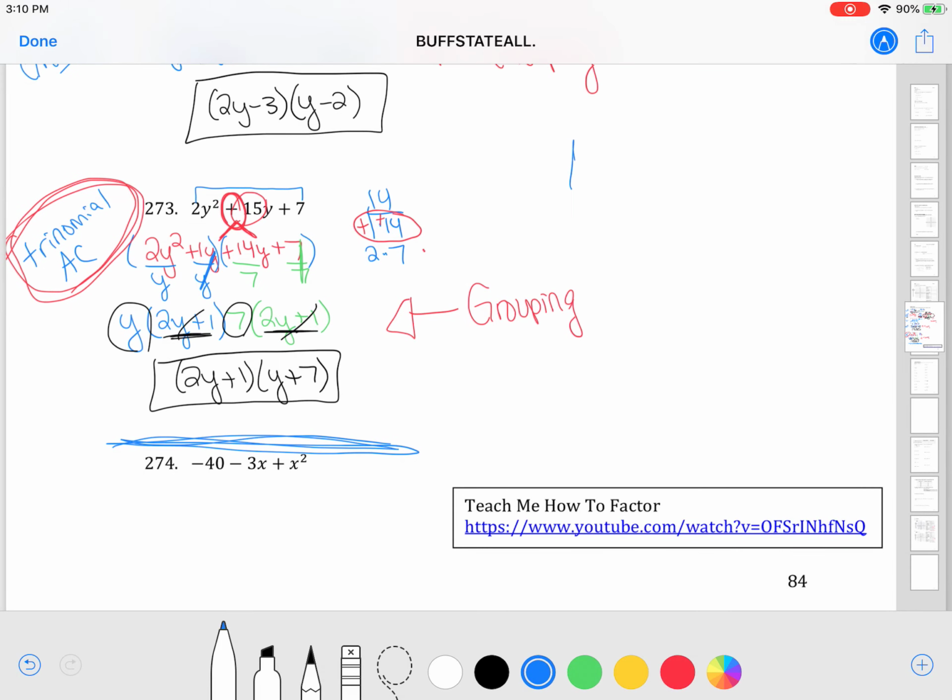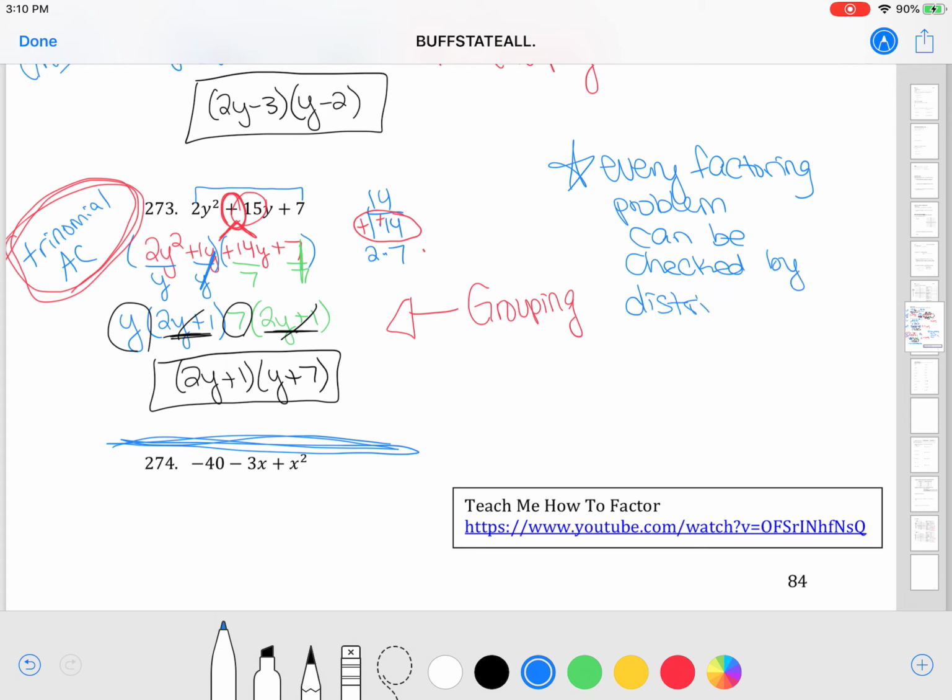Okay. One last thing that I really want to stress to you guys for your quiz is that every factoring problem can be checked by distributing.